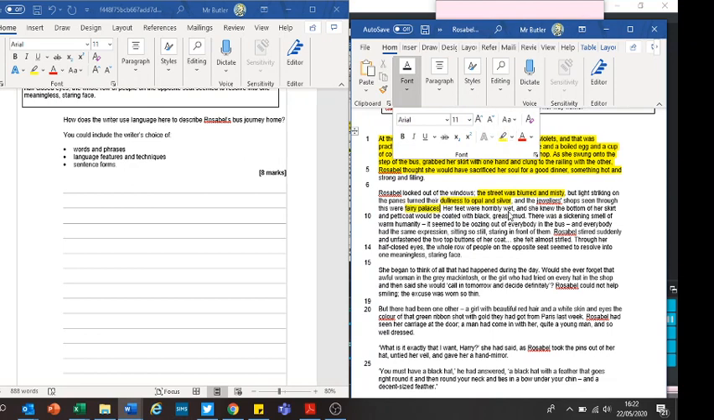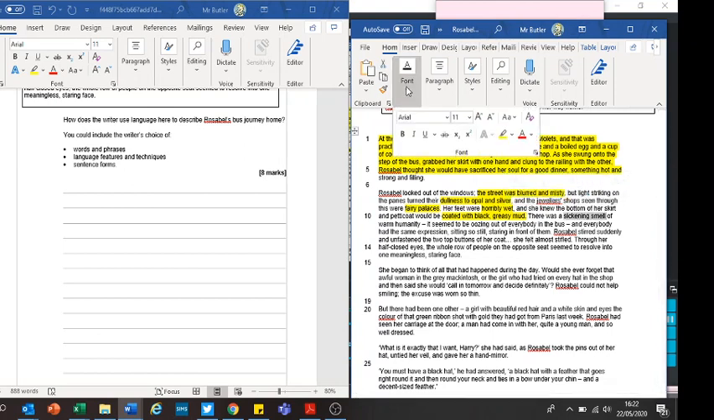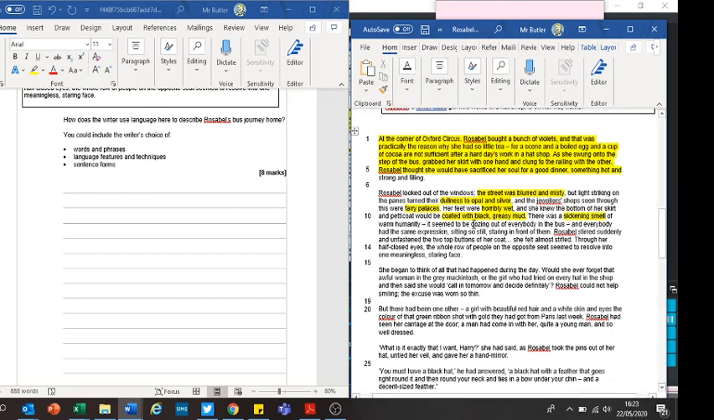Her feet were terribly wet, and she knew the bottom of her skirt and petticoat would be coated with black, greasy mud. Horribly, adverb, stands out. She knew the bottom of her skirt and petticoat would be coated with black, greasy mud. That's quite a strong, vivid description. There's a sickening smell of warm humanity. Sickening smell, well, there's a couple of things going on there with the sibilants. It seemed to be oozing out of everyone in the bus. Oozing is one of those horrible words.